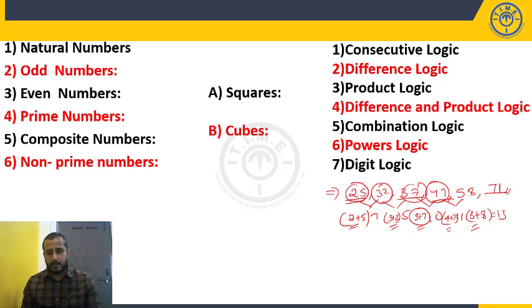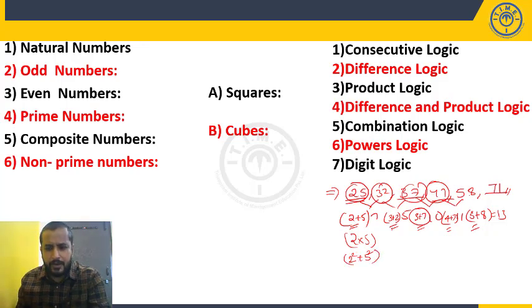Yes, it is possible. It means the difference may be 2 into 5, or it can also be like 2 square plus 5 square. Anything is possible. It is a typical one, but there is a chance. So this is about digit logic.